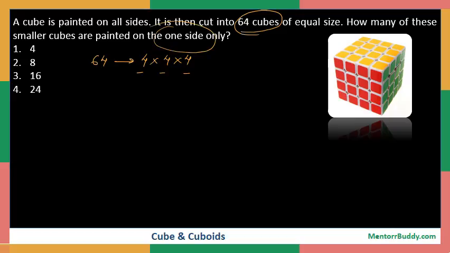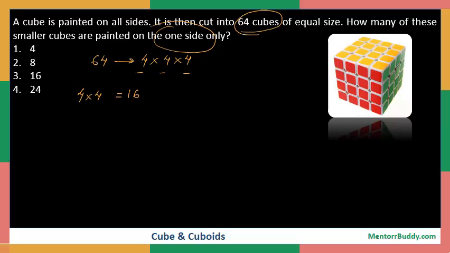As we can see in the diagram, a 4 cross 4 structure will have 16 cubes on a face. If I count these red cubes: 1, 2, 3, 4, 5, 6, 7, 8, 9, 10, 11, 12, 13, 14, 15, 16. So we can see there are 16 cubes which have red color on the faces.